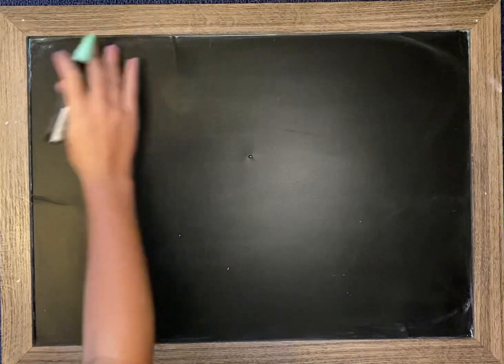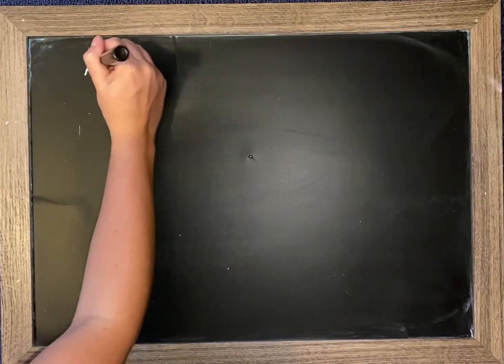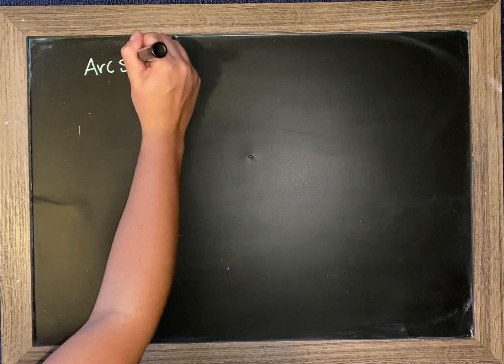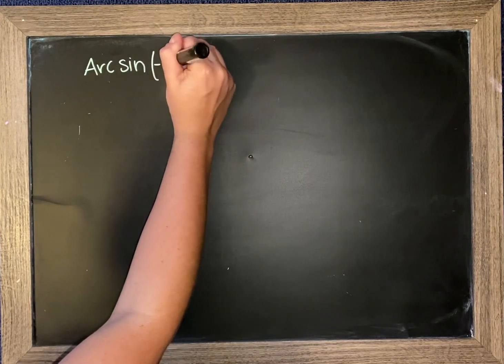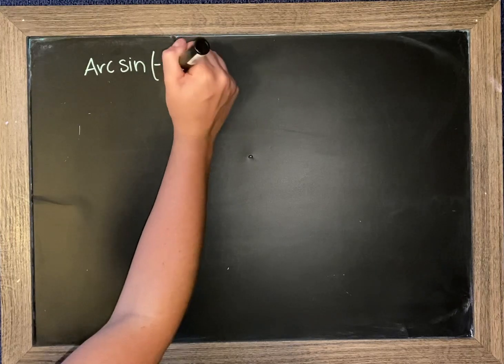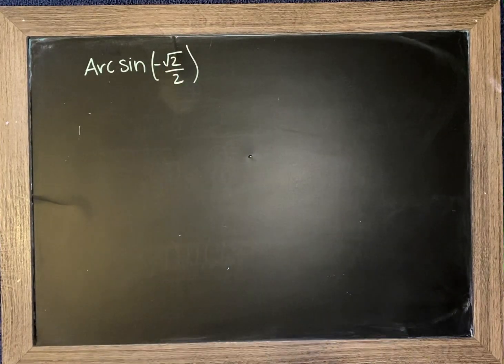Alright guys, so we're going to go over a different type of problem now, a little bit outside of doing domain and range problems. So the first problem that I want to go over is how you would solve arcsine of negative root 2 over 2. So this is just what we would do to get the answer for this problem.